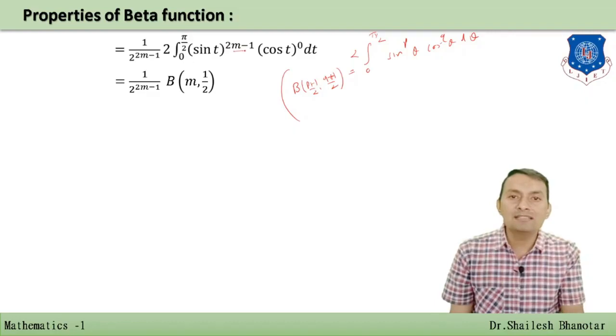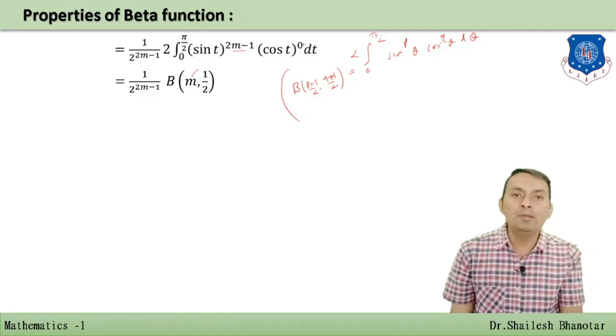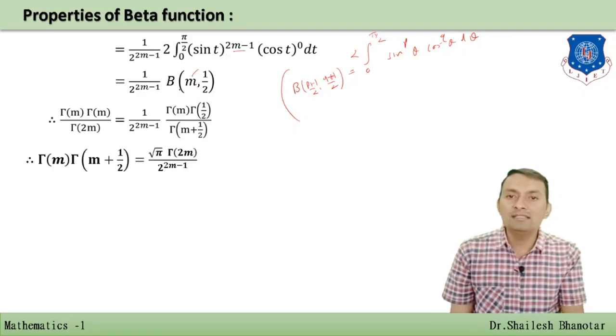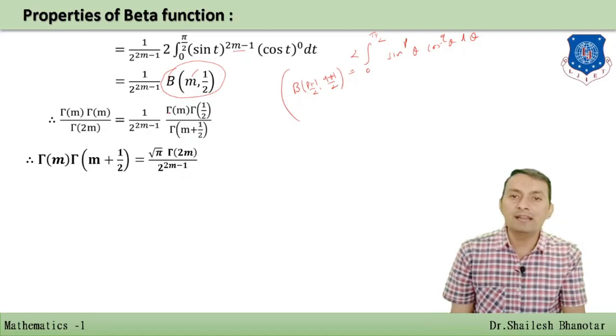But when I assume that this is p, what will I get? 2m minus 1 plus 1 divided by 2, so I will get only m, and here q plus 1 divided by 2 will be 1 by 2, so I will get only beta of m comma 1 by 2. We know the relation between the beta and gamma function, so I can write gamma m into gamma 1 by 2 divided by gamma of m plus 1 by 2.